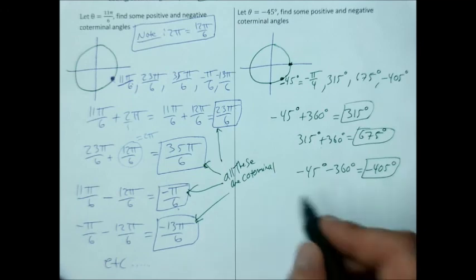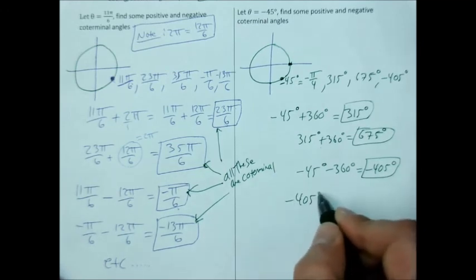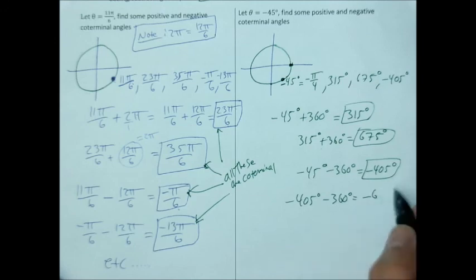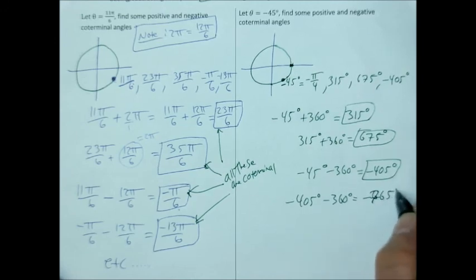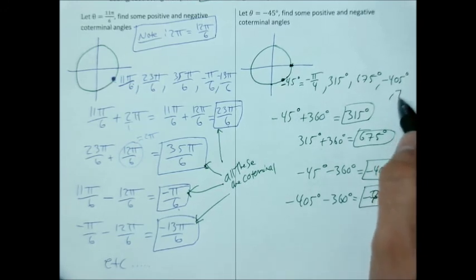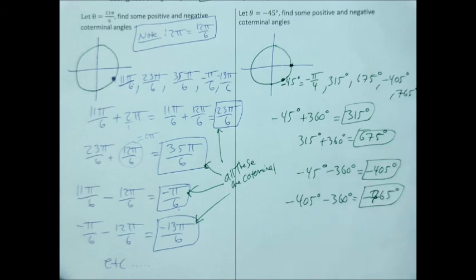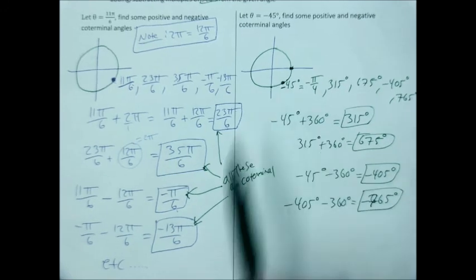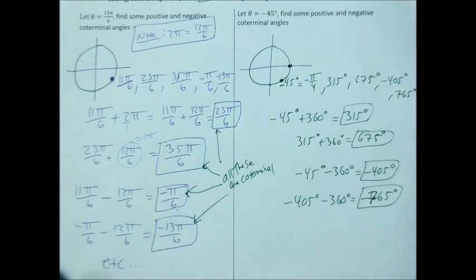And I'll just do one more. Minus 405, minus 360. That's minus 765. And so that's another coterminal angle. And so all these are also coterminal. All of these angles are coterminal with each other because they all put you on that same very spot on the unit circle.